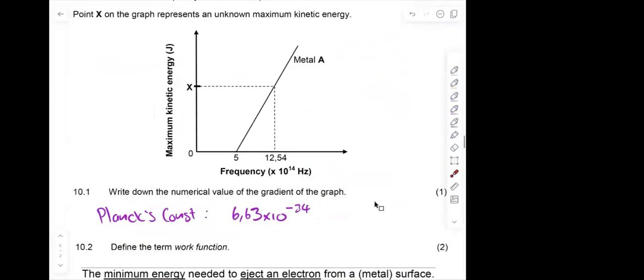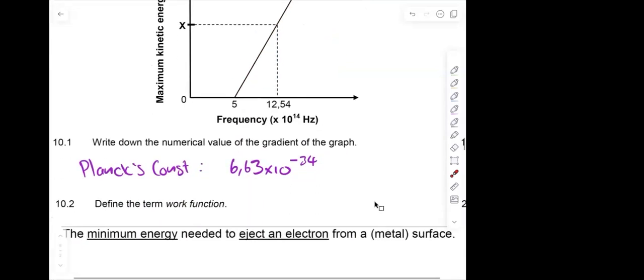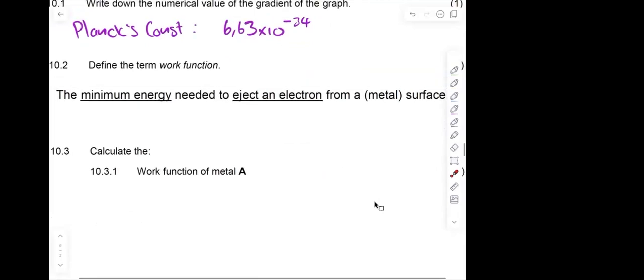One of the key things we can see here, right? If you look at your graph, for the frequency down here, anything below this level I don't have any kinetic energy. So it's only at this point that I have enough energy to even start producing kinetic energy. This is a very important part. That becomes our threshold frequency: 5 times 10 to the power 14 hertz. We can then go work out what our work function is, right? So let's quickly do that.